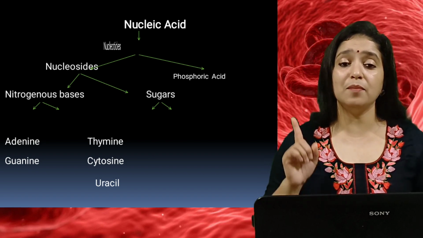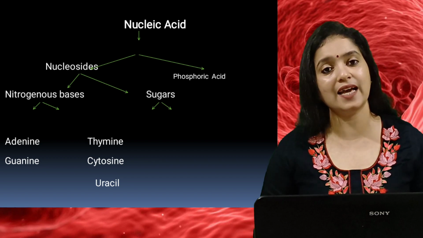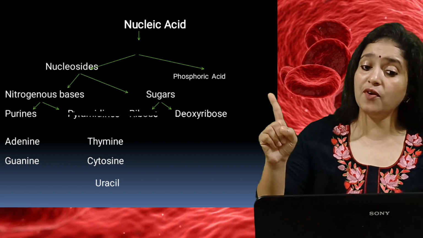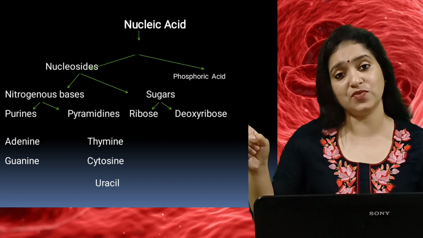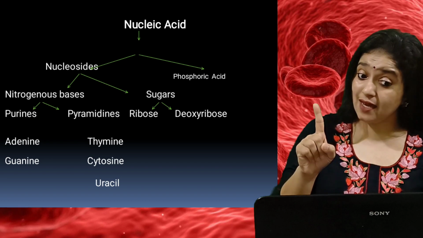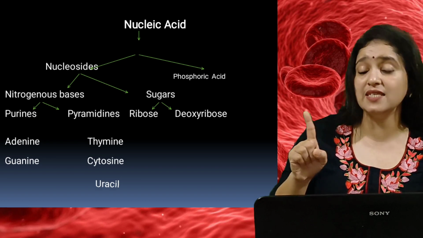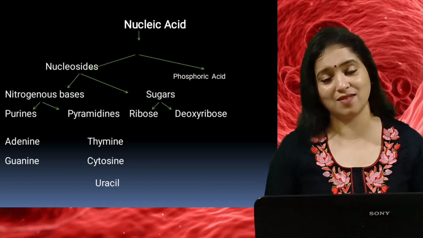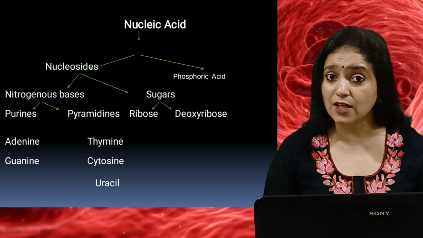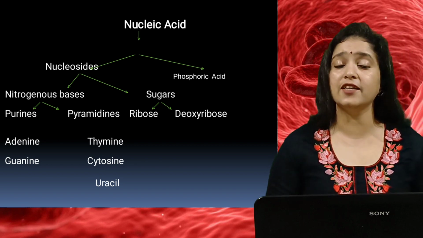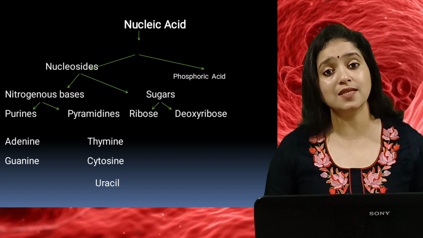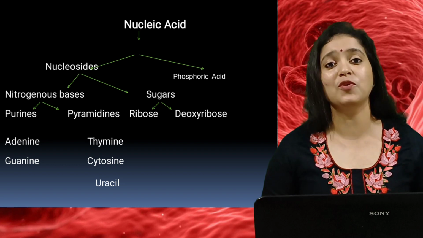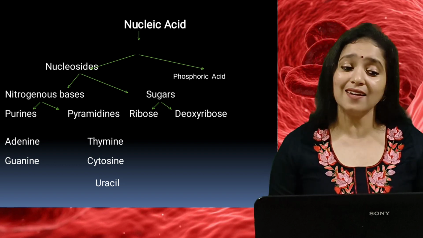So nucleic acids are made up of nucleotides. In turn, nucleotides are made up of nucleosides and phosphoric acid. Nucleosides are formed of nitrogenous bases and sugars. And which are the nitrogenous bases? Purines and pyrimidines. Purines consist of adenine and guanine. Pyrimidines consist of thymine, cytosine and uracil. Sugars: ribose and deoxyribose. Ribose sugar in RNA, deoxyribose sugar in DNA. This is another basic concept.